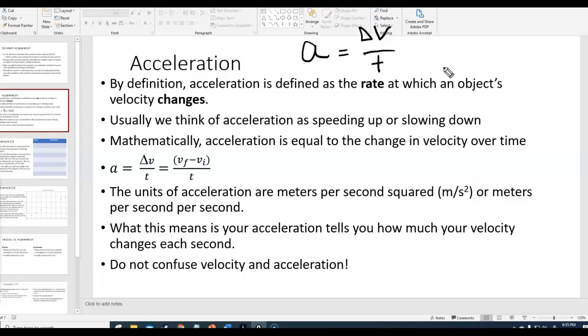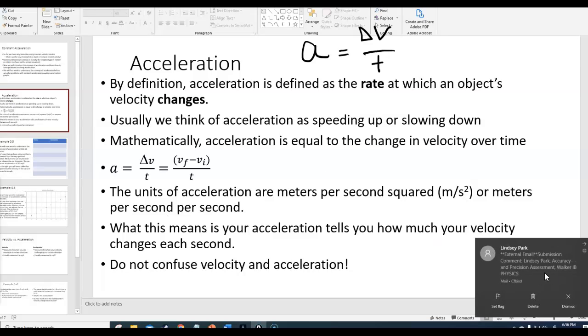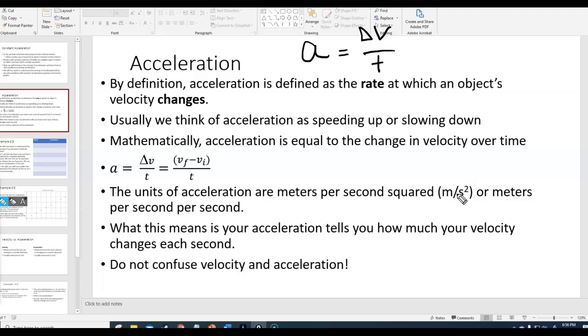Now in the last unit, we talked about how velocity is basically displacement over time. Just like velocity is the rate of change of position over time, acceleration is the rate that velocity changes over time. The symbol for acceleration is a lowercase a, and the unit of acceleration is meters per second squared, which we write like this. Not to be confused with the unit for velocity, which is typically meters per second.